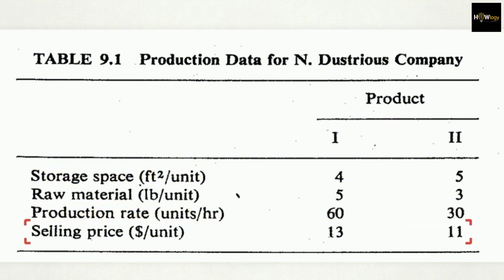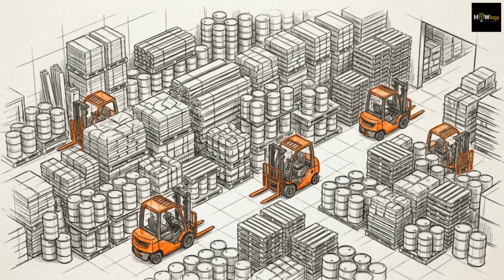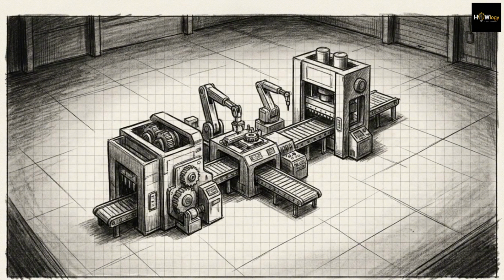The financial pressure comes from the margins. Every unit of product 1 they ship out nets $13, while product 2 brings in $11. When you have three different constraints, space, weight, and time, all competing for the same two products, the right production mix isn't obvious. Guessing wrong means wasting warehouse space, burning through materials, or leaving expensive equipment idle.